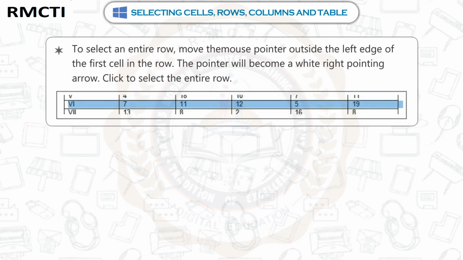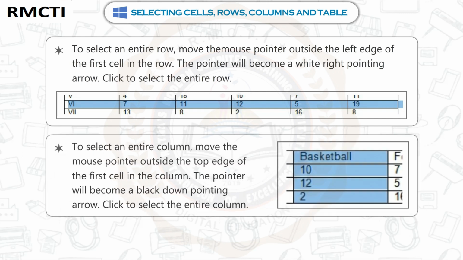To select an entire row, move the mouse pointer outside the left edge of the first cell in the row. The pointer will become a white right-pointing arrow. Click to select the entire row. To select an entire column, move the mouse pointer outside the top edge of the first cell in the column. The pointer will become a black down-pointing arrow. Click to select the entire column.